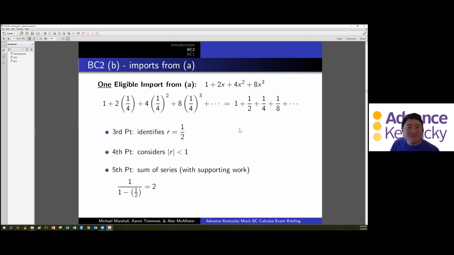So let me say one piece, there's one possible exception to how we've laid things out based on the correct approaches. We're going to allow one eligible import from part A that can lead to a slightly different geometric series.